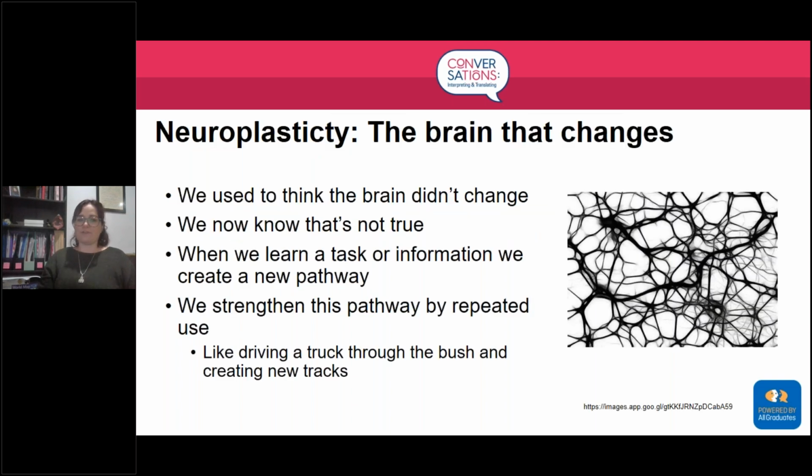So we used to think for a very long time that the brain didn't change once you'd reached maturity, once you'd finished growing, but we know now that that is just not true. Our brain is changing all the way throughout our life. We see this really easily every time we learn a new task or information. Every time that happens, we're creating a new pathway between the nerves. And we strengthen this pathway by repeated use. So if you drove a truck through the bush and you create a new track, the more that you drive over that same area, that track is going to get more and more ingrained. And that's exactly what we see within the nervous system.